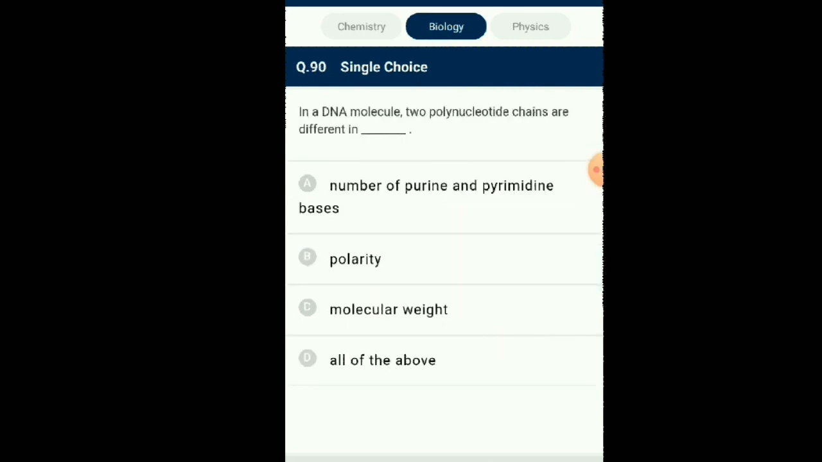Question number 90. In the DNA molecule, two polynucleotide chains are present which have opposite polarity. One chain has 5 to 3 direction polarity while the other chain has 3 to 5 polarity. In one polynucleotide chain, at one end, the 5 phosphate group is free for making a phosphodiester bond, and at the other end, the 3 OH group is free. So the polarity is decided based on the position of the free OH and phosphate group. So the answer for this question is option B, polarity.